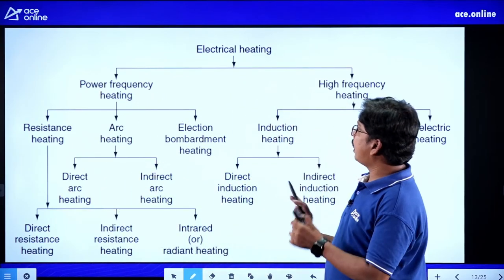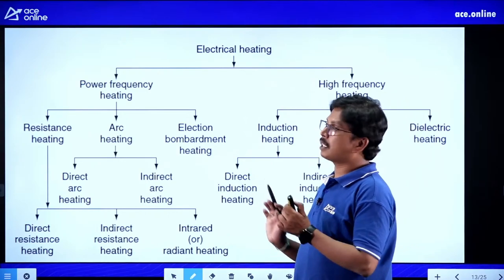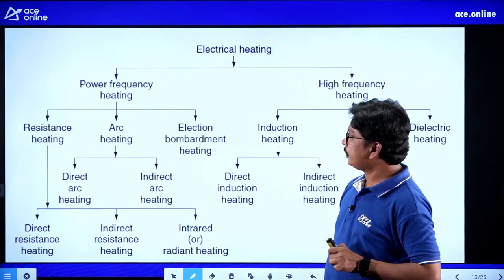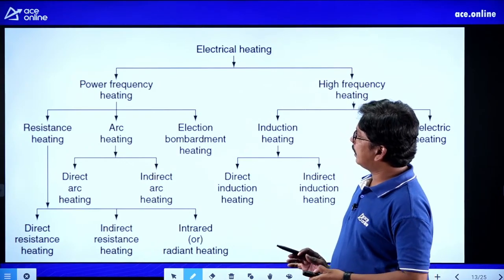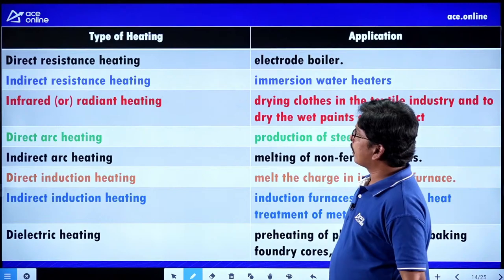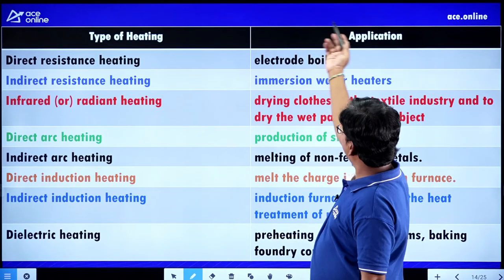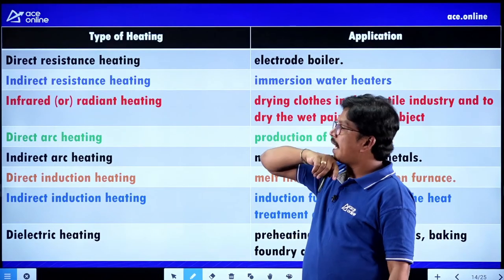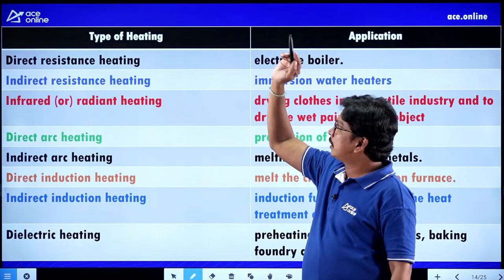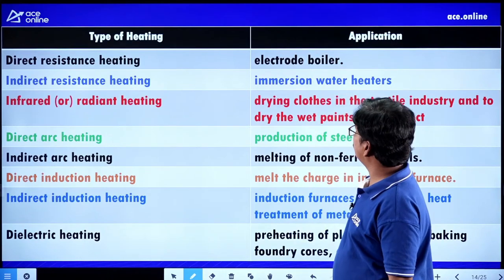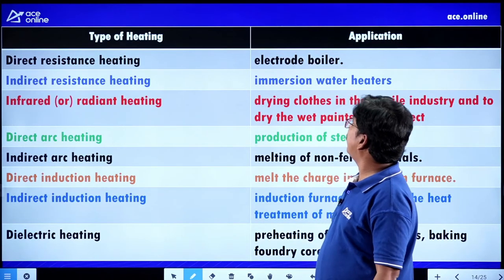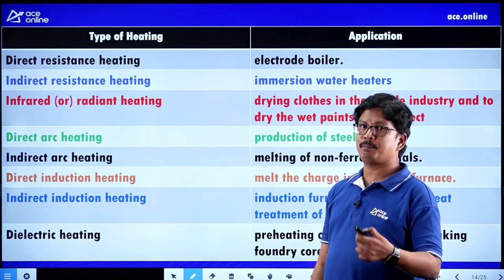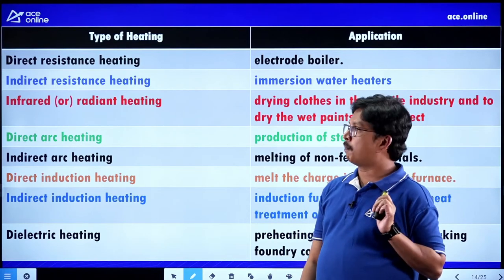So these are the types of electric heating we have, students. From this, we can see the applications. So, type of heating and applications, try to remember this table. Whenever you have direct resistance heating, it is used for heating of electrode boilers. It is normally employed in the electrode boiler.